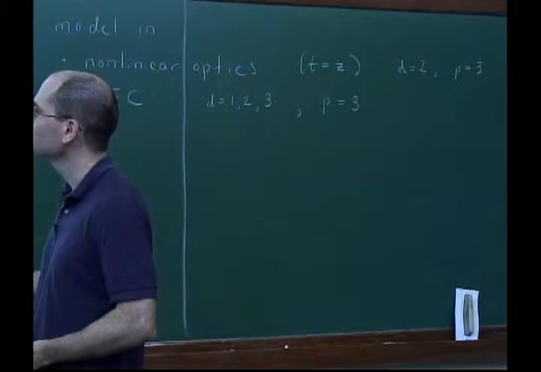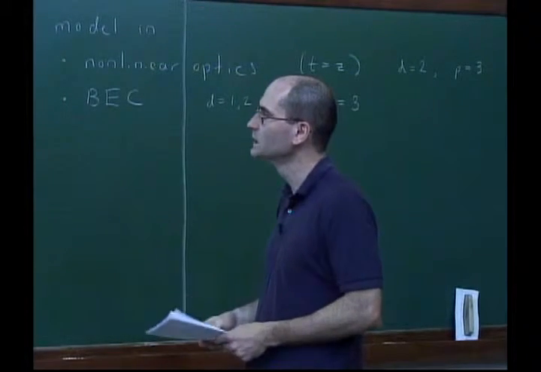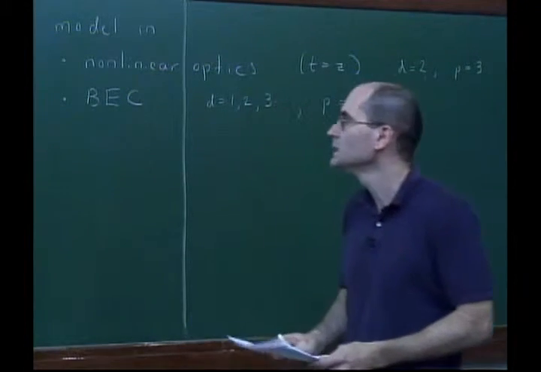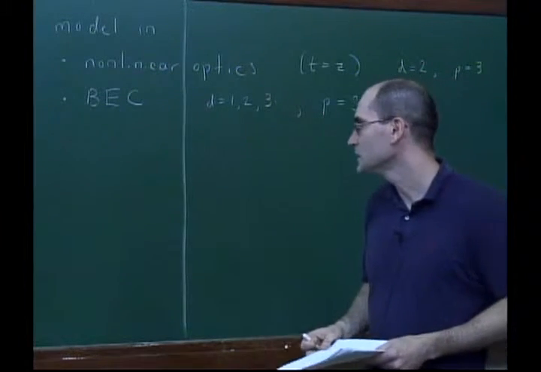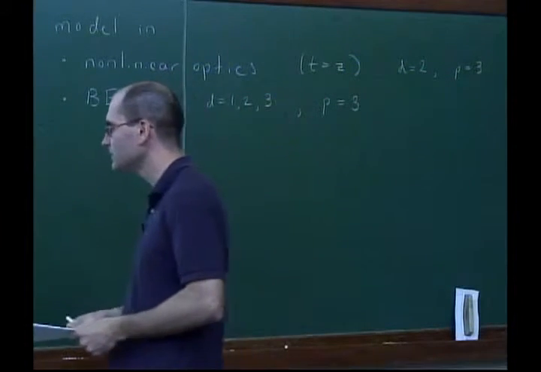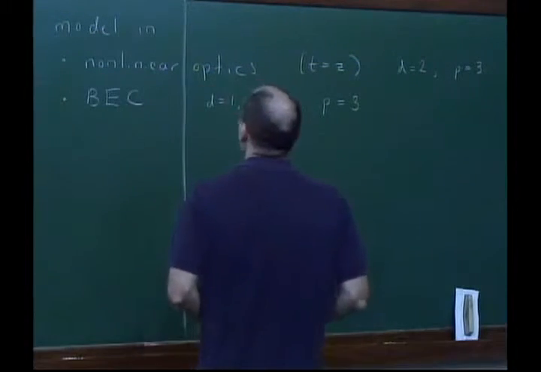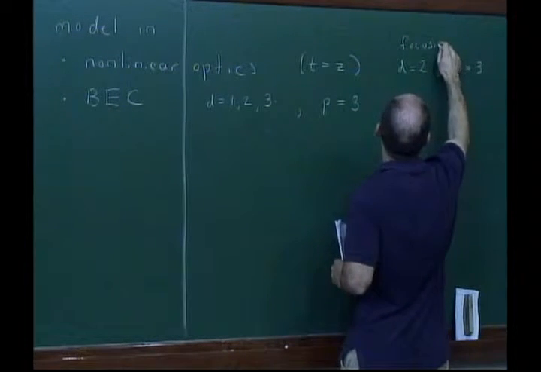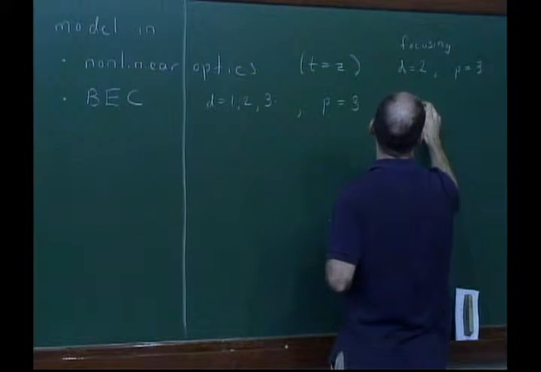Bose-Einstein condensation was first predicted by Bose and Einstein in the 1920s, I think, and first found experimentally in the lab by Cornell and Wieman in 1995. So in optics, it's always focusing, but in condensed matter physics, it can be defocusing or focusing.